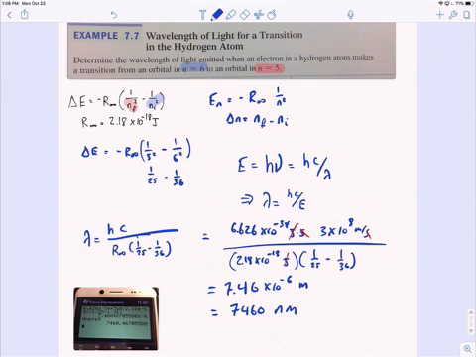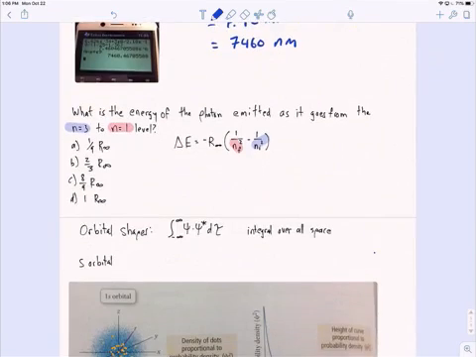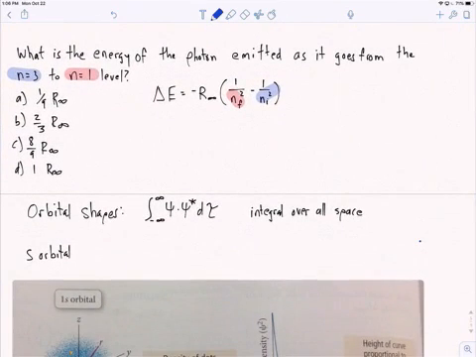Questions with this one? All right, your turn. And I'll make it easier on you. What is the energy of the photon emitted as it goes from the n equals 3 to the n equals 1 level? It's more bound.